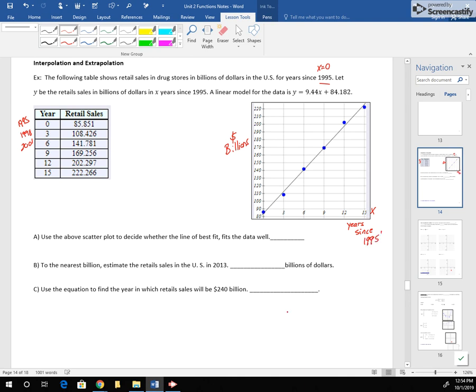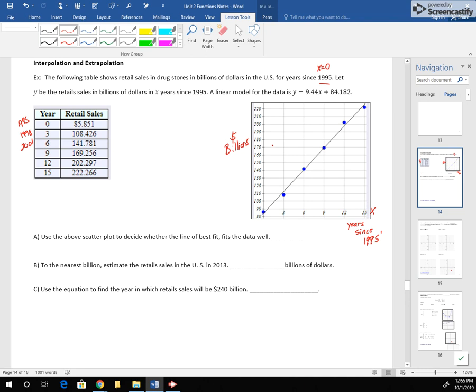1995. Okay, so knowing what the X means and what the Y means is huge for any story problem where there's a supplied equation. Just figuring out what the variables mean, or at least what they stand for. You don't even need to know what retail sales are. You just need to know that the Y is the money and the X is the years. And we're probably going to know one of them, a year, and find the money, or we'll know the money and find the year.